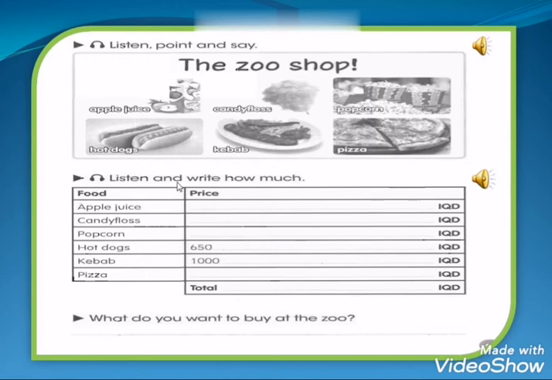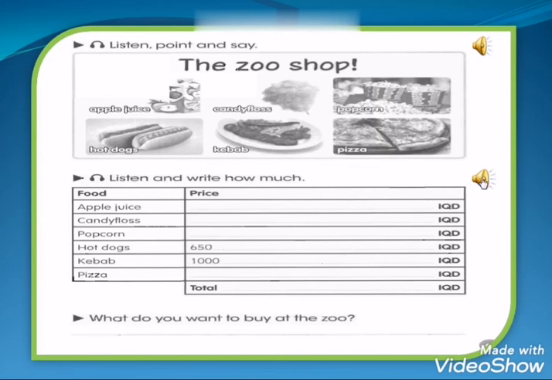Now let's move to another exercise. So now, listen and write how much. استمع واكتب كم السعر. Here we have kinds of foods. أنواع من الأطعمة and we should write the price. يجب علينا كتابة السعر. We will know the price through listening to the audio. بمعنى سوف نقوم بمعرفة السعر من خلال المقطع الصوتي.